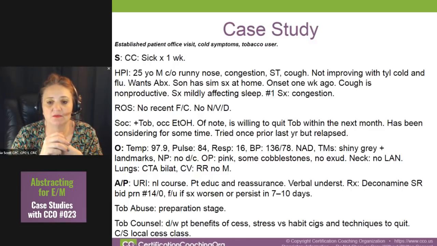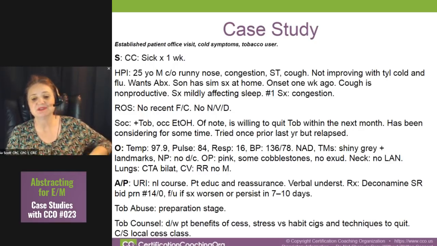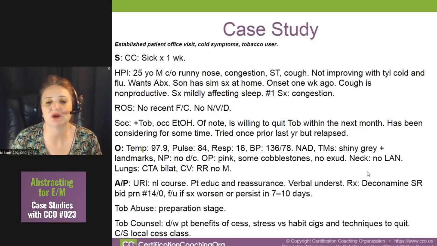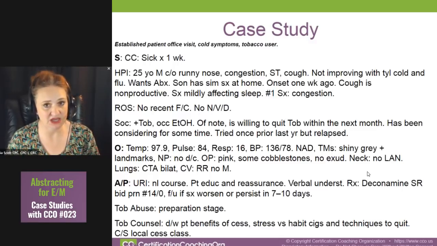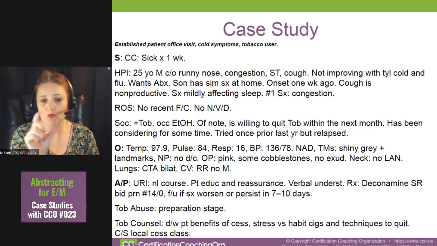And then when we look at the history and everything from that HPI, review of systems and social, that's a little bit higher, but we still only have the two diagnoses. So let's look and see what decision making some of the experts came up with, and then talk about why they came up with those. Okay, because that's going to help us with our abstracting.